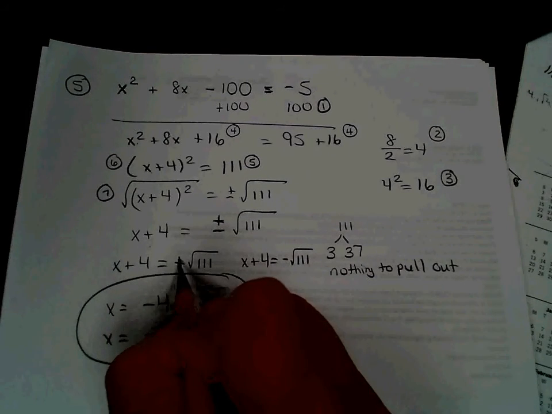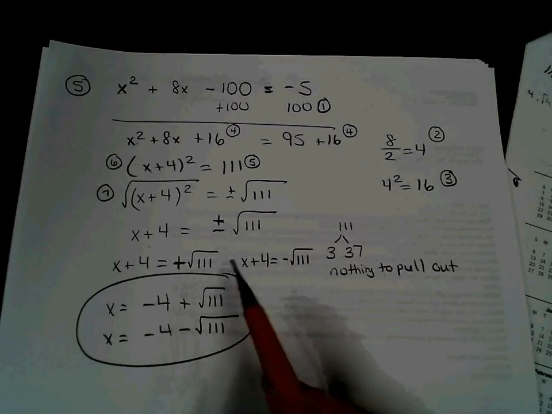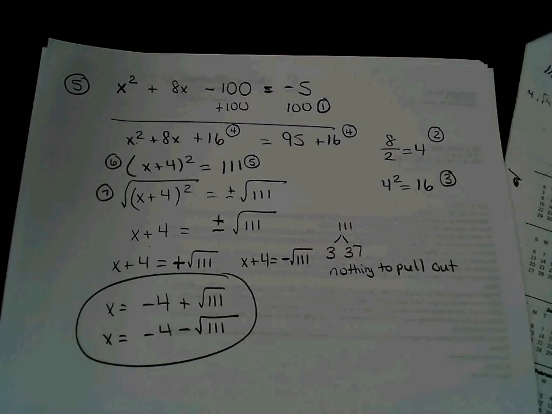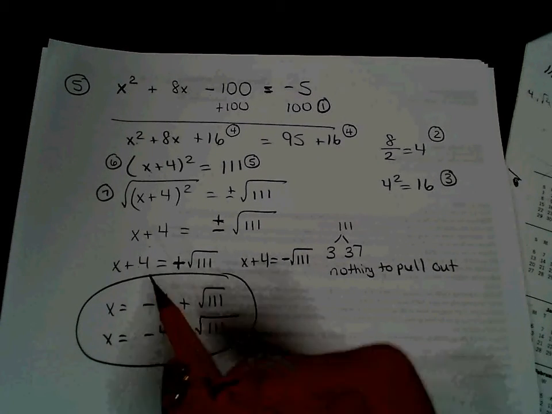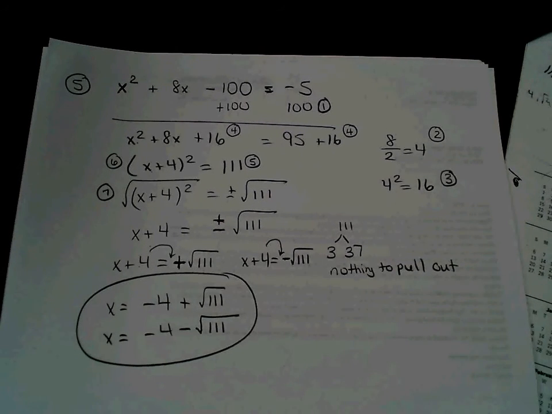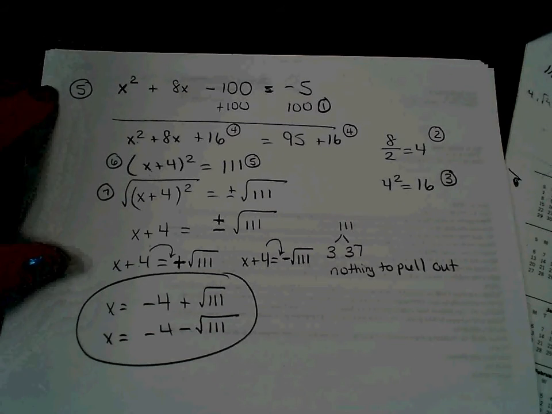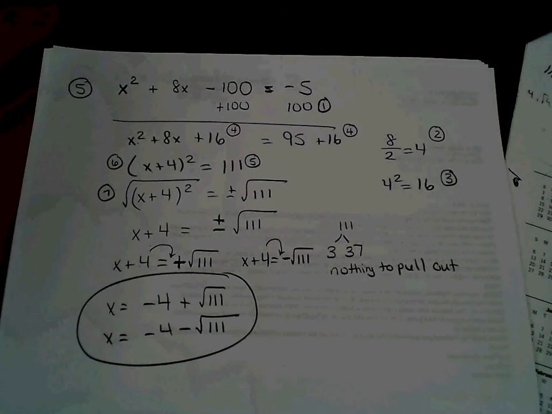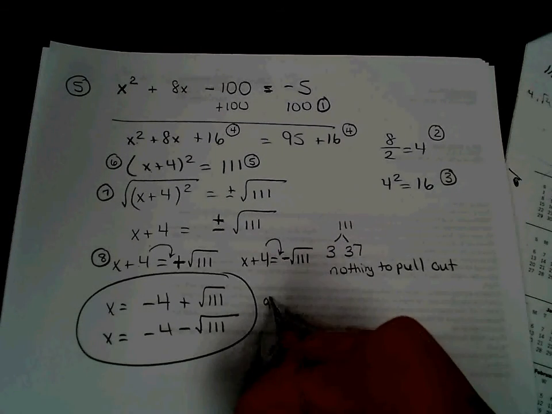x plus 4 equals the positive square root of 111, and x plus 4 equals the negative square root of 111. I move the 4 to the other side by making it negative 4 and putting it in front. So my two final answers are negative 4 plus the square root of 111, negative 4 minus the square root of 111. And that was problem number 5 from the extra practice you did on Friday. Okay. So let's see. Baby equations were number 8 and my answer is number 9.